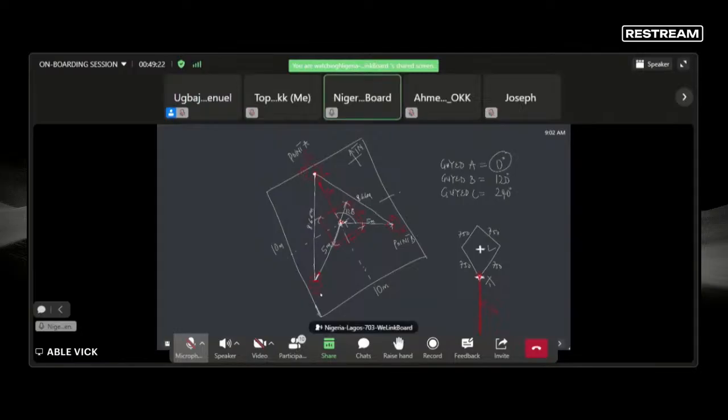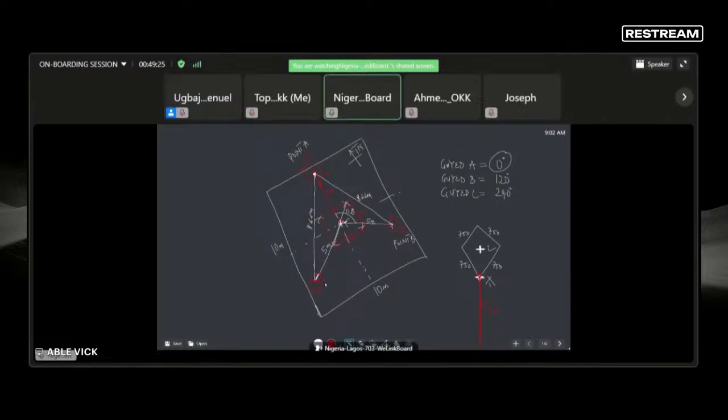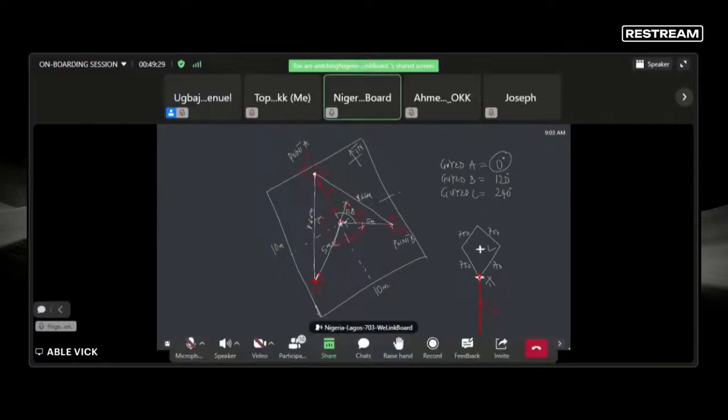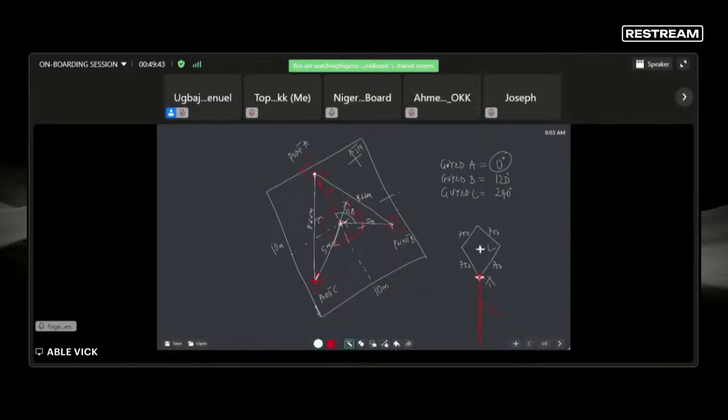Then you have your 1.1 meter. This is to the middle. So that is your point C. That's your third guide wire point. And the last thing you need to do to confirm if you've done the right thing or not: the distance from point B to point C must also give 8.66 meters.